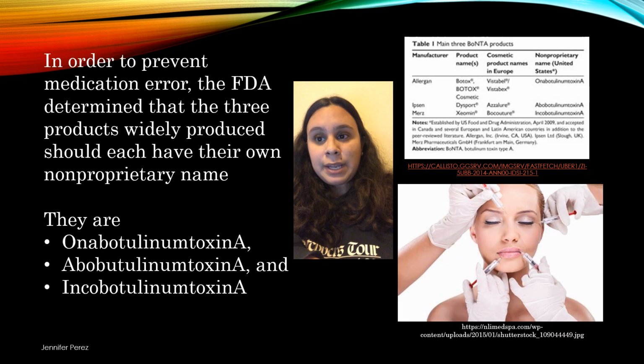In order to prevent medication error, the FDA determined that there were 3 products that were widely produced, and each should have their own non-proprietary name. There are onobotulinum toxin A, abobotulinum toxin A, and incobotulinum toxin A.